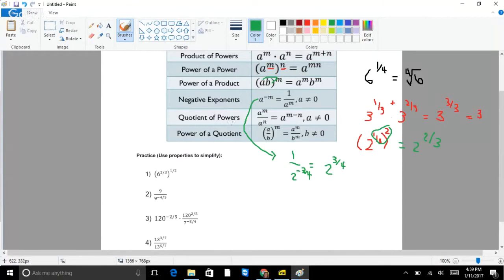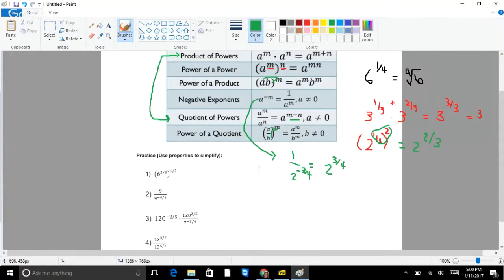We have the quotient of powers, which is a to the m divided by a to the n. So this is kind of the opposite of the product. These two are related to each other. If you're doing multiplication, you add the exponents. If you're dividing, then we subtract the exponents. Okay, and then the power of a quotient, again, similar to power of the product. This is kind of the idea of distributing. If you have a divided by b all to the m power, we can rewrite that as a to the m over b to the m power.